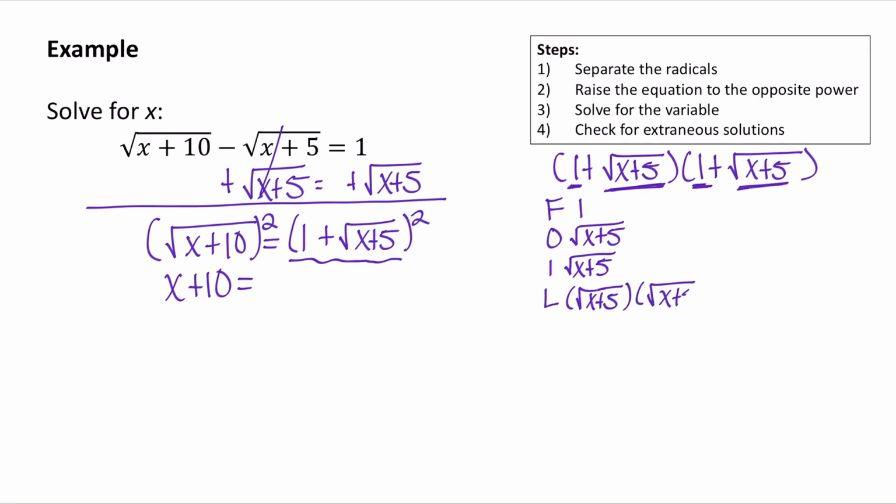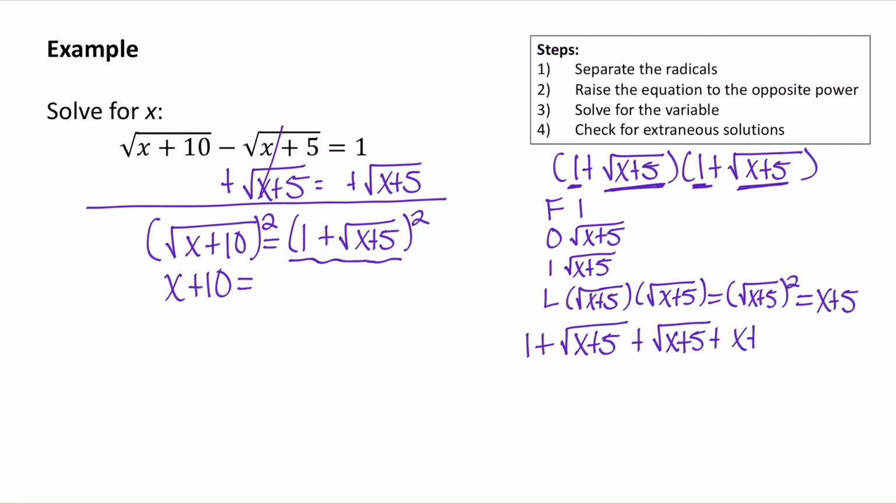of x plus 5. Well, when you have anything times itself, remember that's the same thing as squaring it, right? So this is basically telling me I have the square root of x plus 5 squared. Well, squaring something under the square root is basically the opposite operation. So this is just going to be x plus 5. Remember, the final step in FOIL is to add up all our terms. So all my terms are going to be 1 plus the square root of x plus 5 plus the square root of x plus 5 and then plus x plus 5.